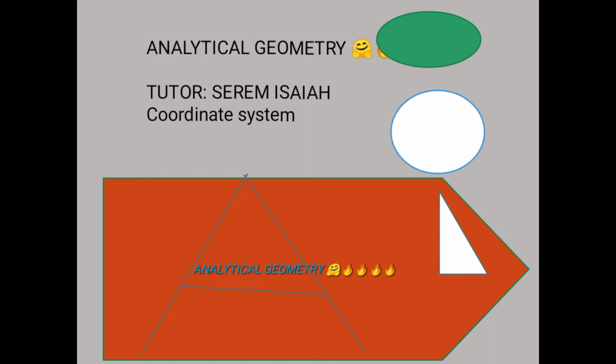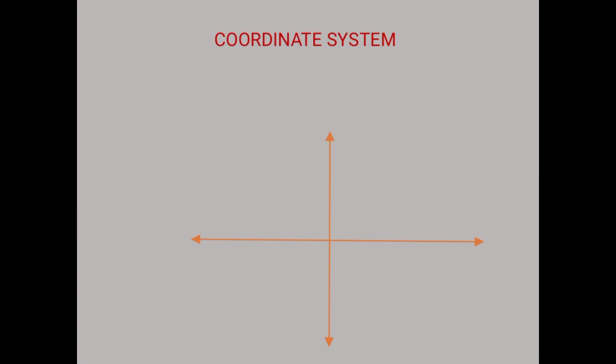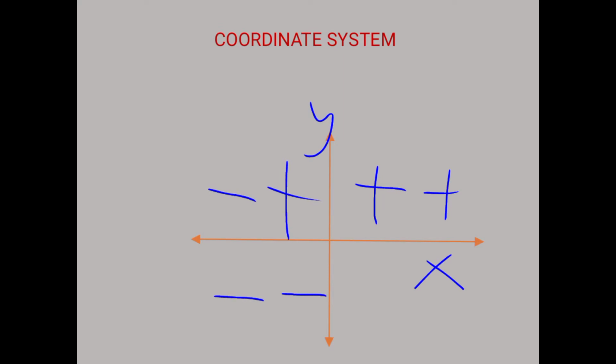I'll be taking you through the introduction part of analytical geometry. In a coordinate system, we have the x-axis, the y-axis, and between the x and y-axis, we start by reading the coordinate of x. That is, here is positive, positive. Here is negative, positive. Here is negative, negative, and here is positive, negative. I'll be taking you also through distance between 2 points.